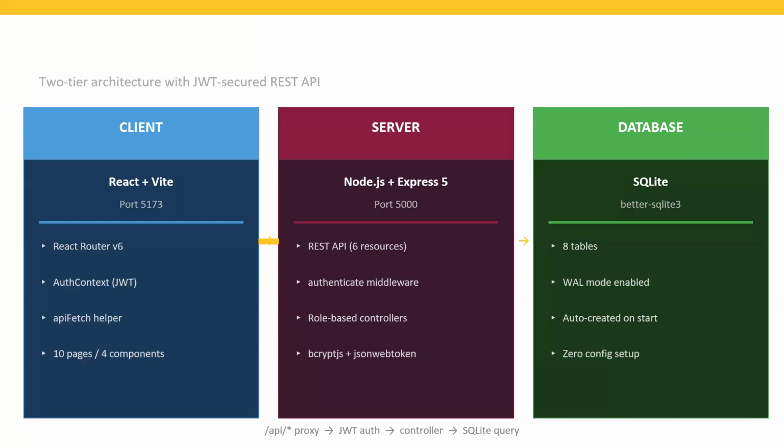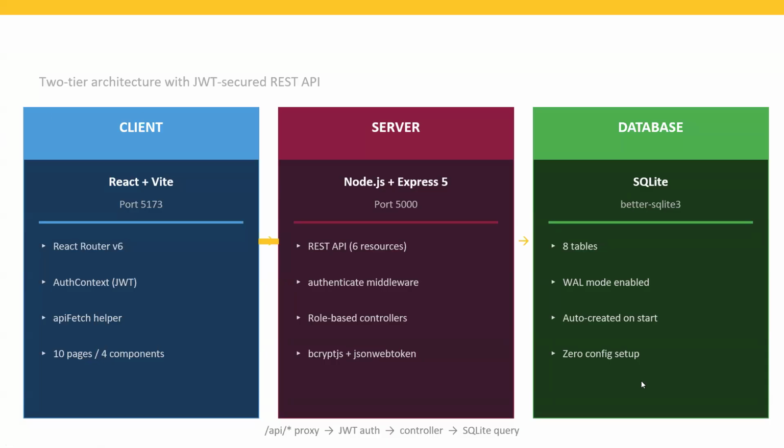Heading into the system architecture, we use a standard two-tier architecture with a REST API. The client, or front end, uses a React and Vite app. This is what the user will see and interact with. It refreshes whenever they interact with the page, which is mainly why we wanted to use React, because it's very user friendly, very easy for us to implement, and something we were familiar with.